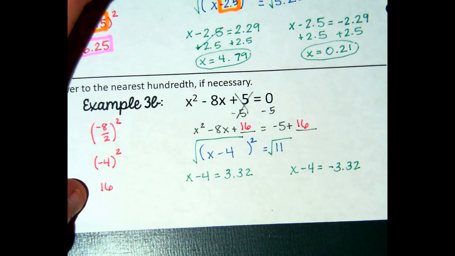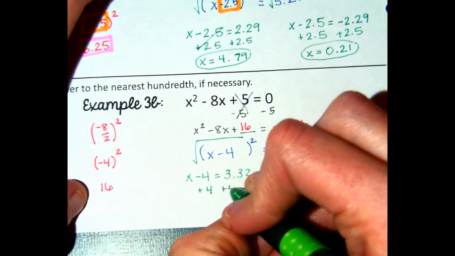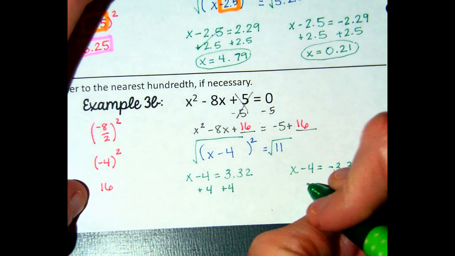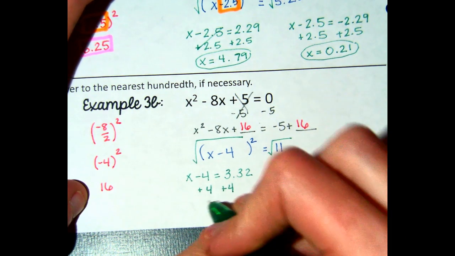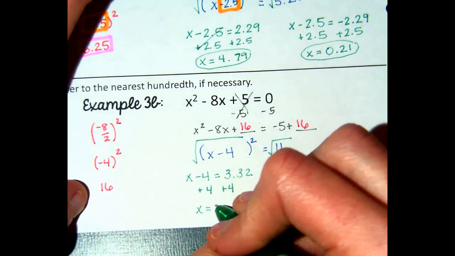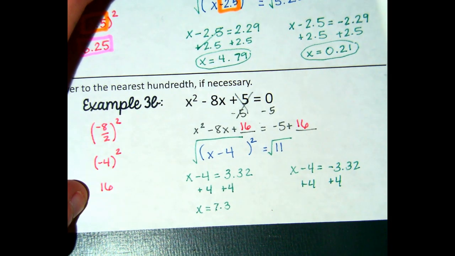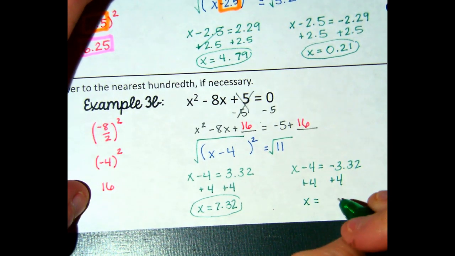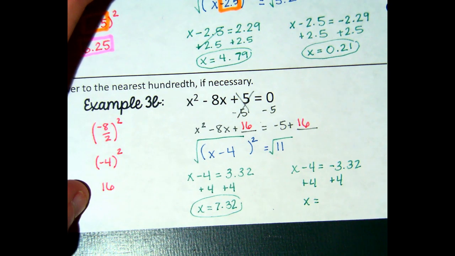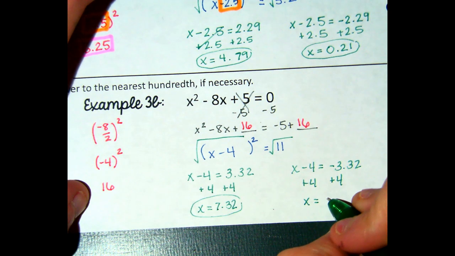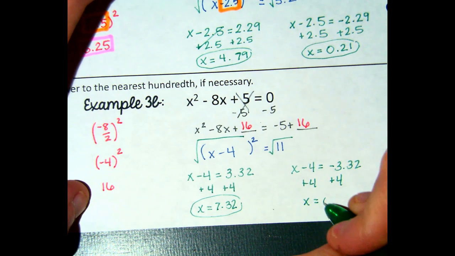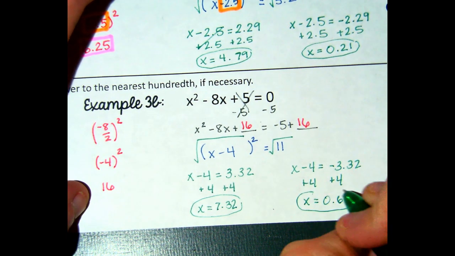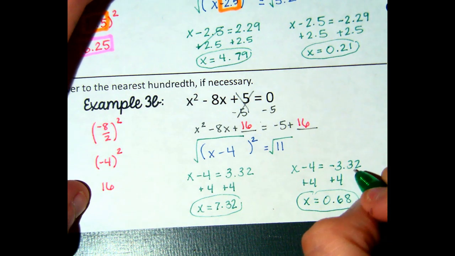Then what? Add 4. Nobody except for the other class should be moving. What is 3.32 plus 4? Still don't move, even though that went off. 7.32. What about this one? Nope, it's positive 4. No. No. 0.68. It's subtracting 4 minus 3.32.